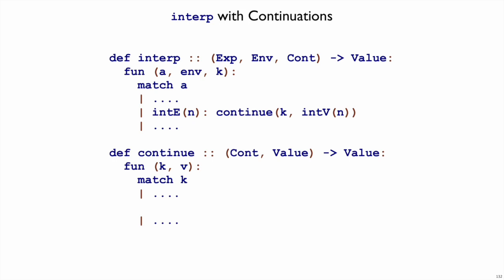The continue function then is always going to take a continuation and a value, and it's finally going to produce the end value of the program. It's going to do everything that's on that to-do list in that continuation, give you a value back, and then that's the value that interp will return back, and so on.